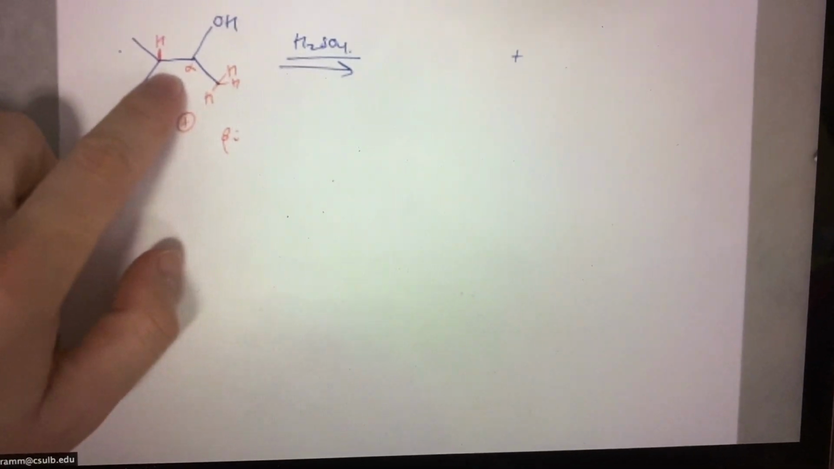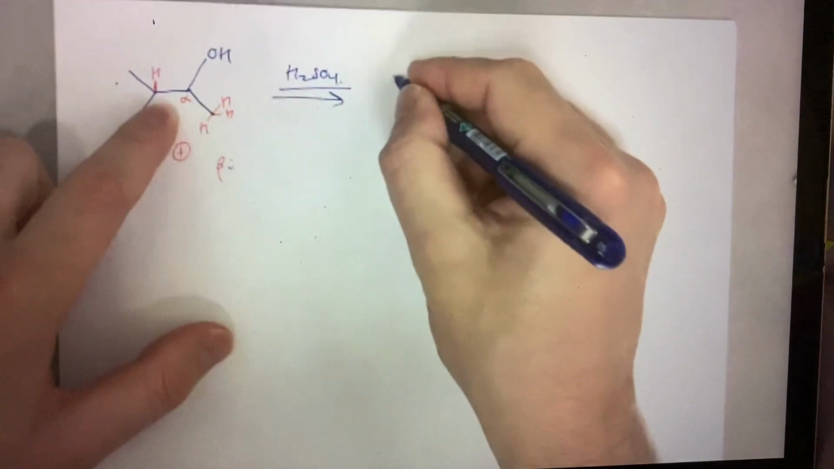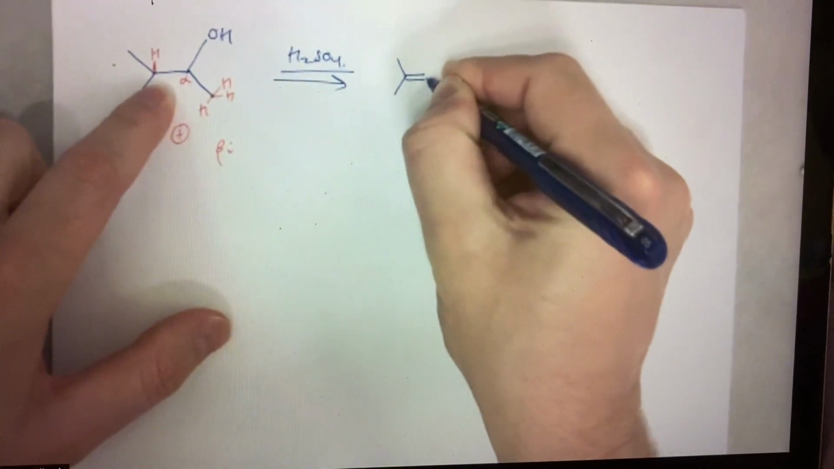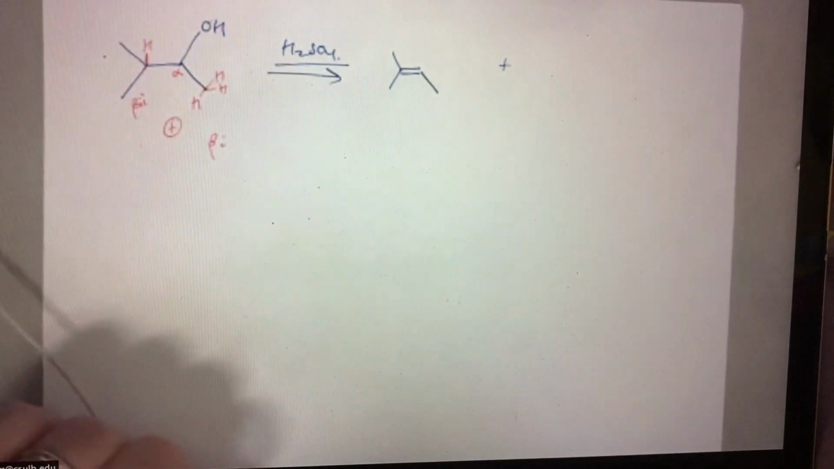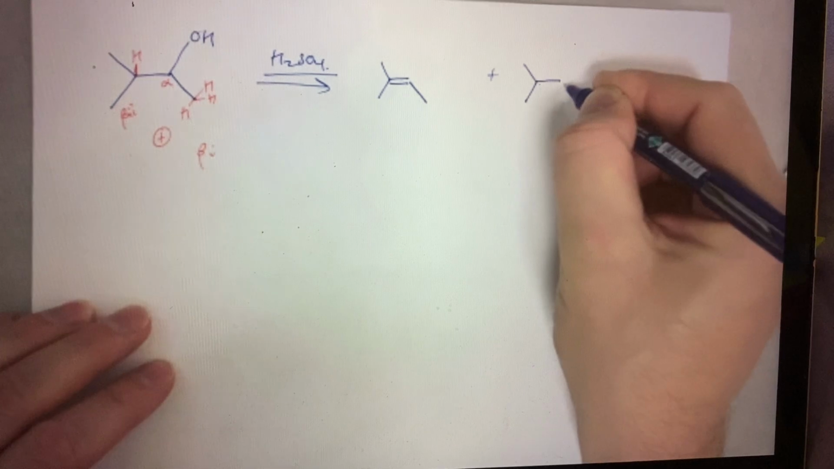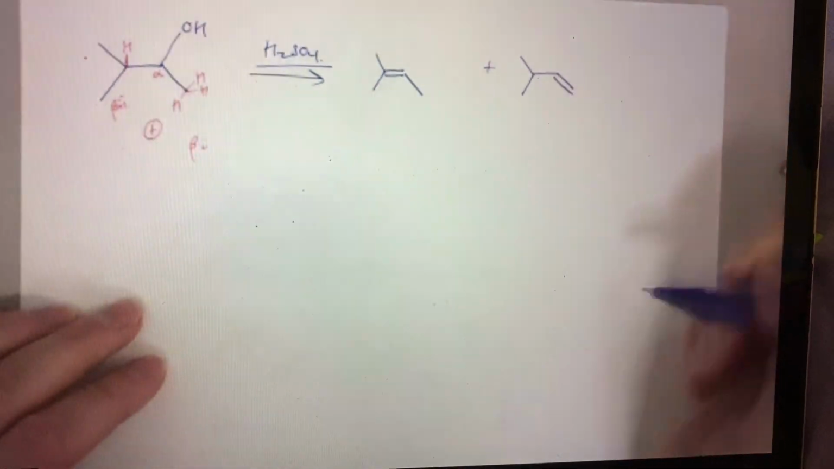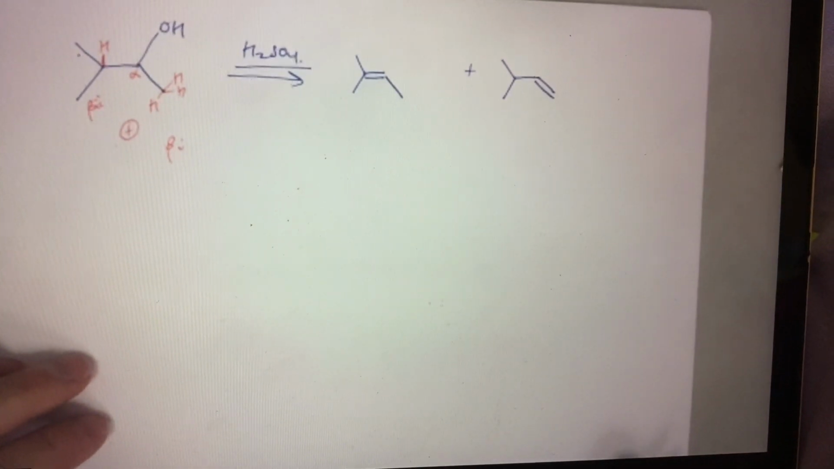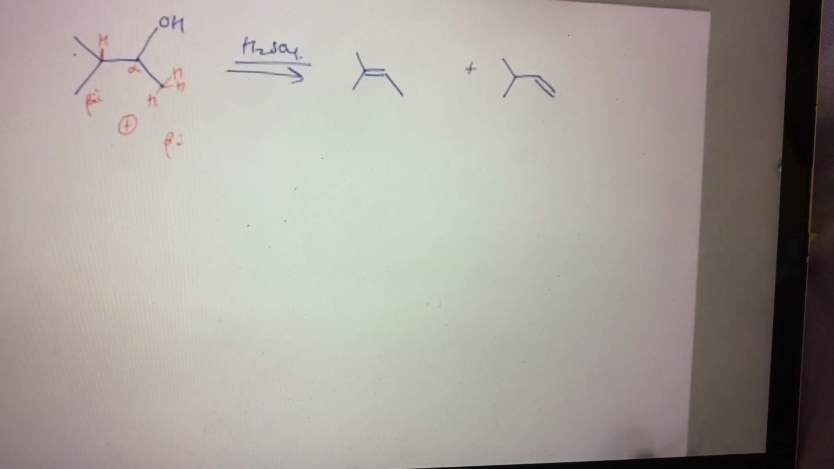One of the products I could form would be this one. The other product I would form, or reasonably expect to form, would be this one. And I hope you guys will agree with me on this.